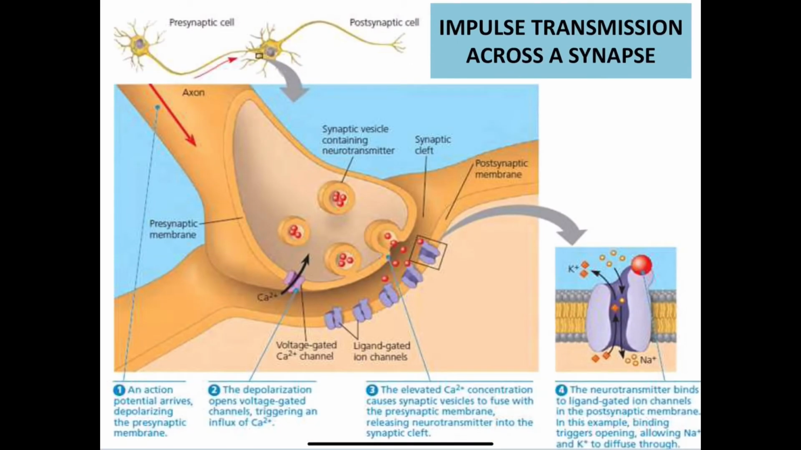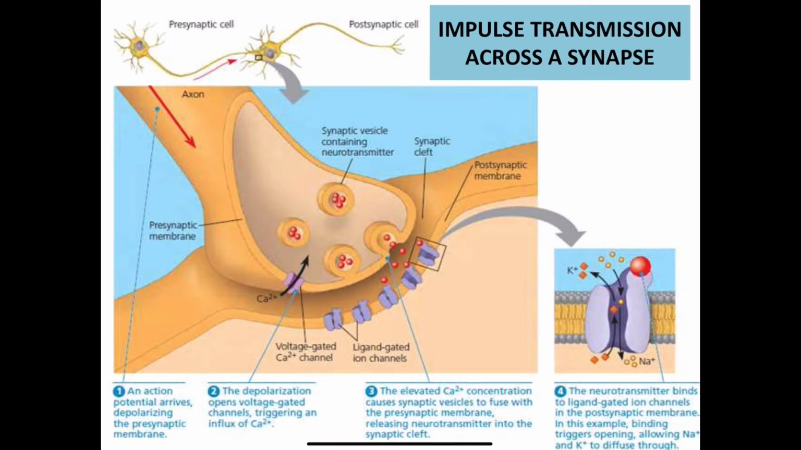Now, we will discuss transmission of impulse across synapse. Action potential arrives at the synaptic knob and depolarizes the presynaptic membrane. So, inside the axon becomes more positive. The change in membrane potential of the synaptic knob causes voltage-gated calcium channels to open and calcium ions will diffuse into the synaptic knob. Concentration of calcium ions at the synaptic knob will increase.